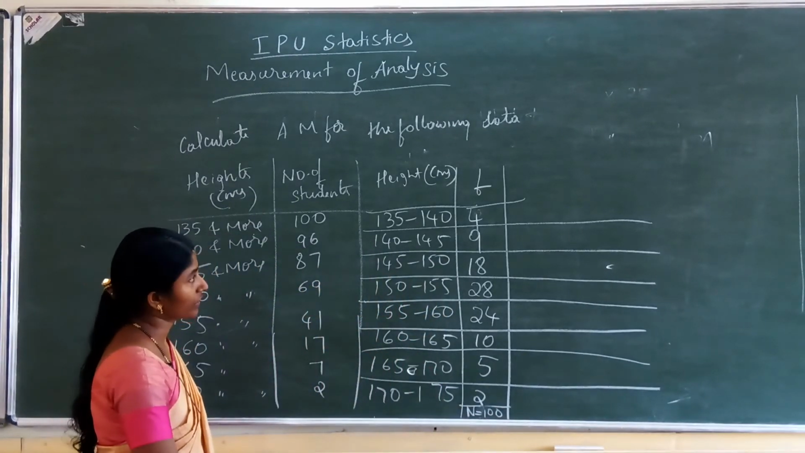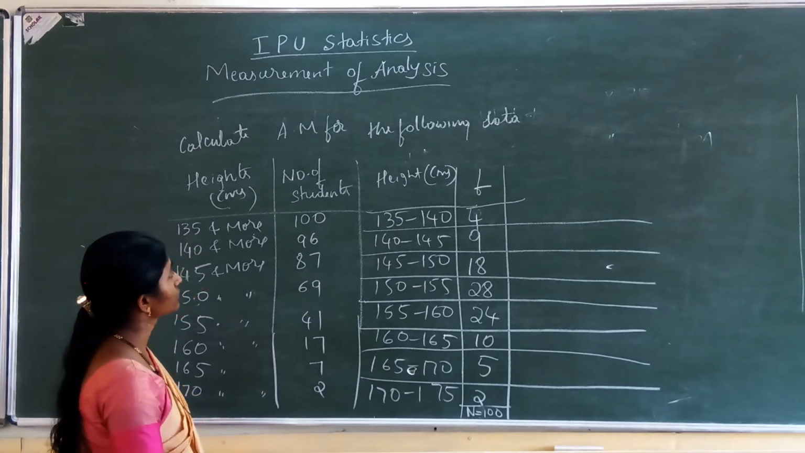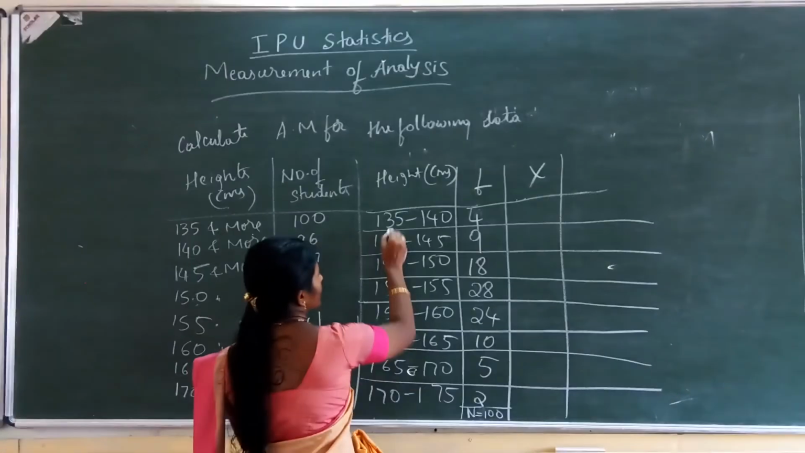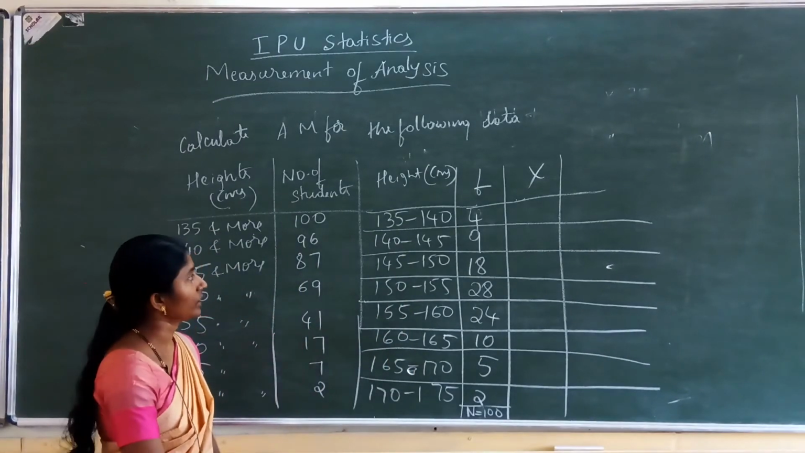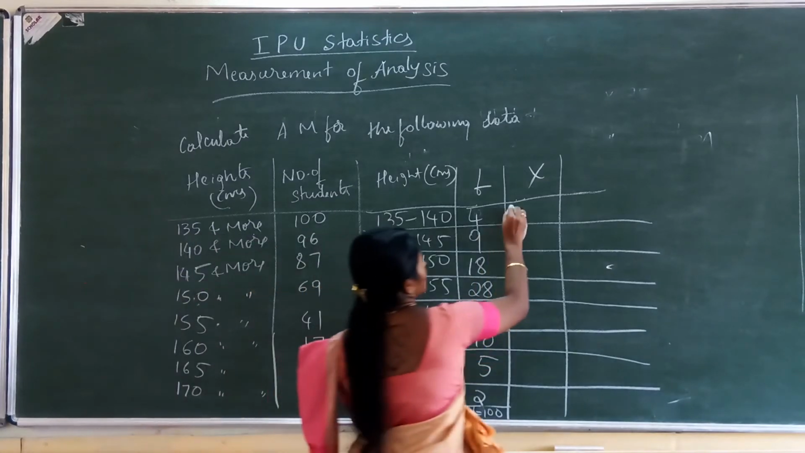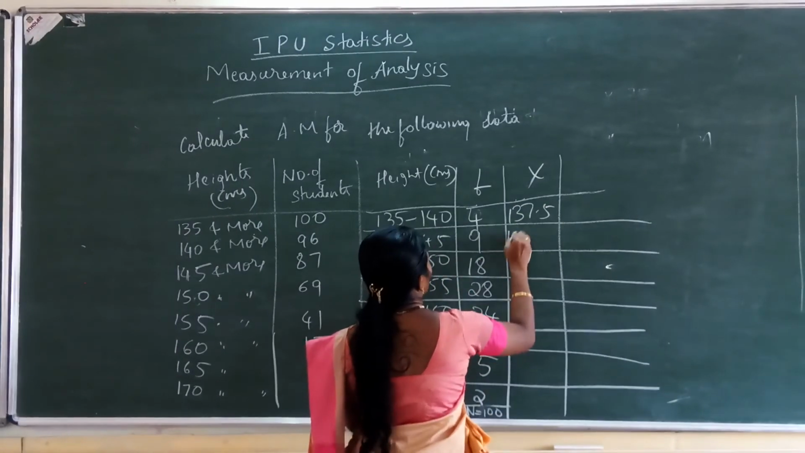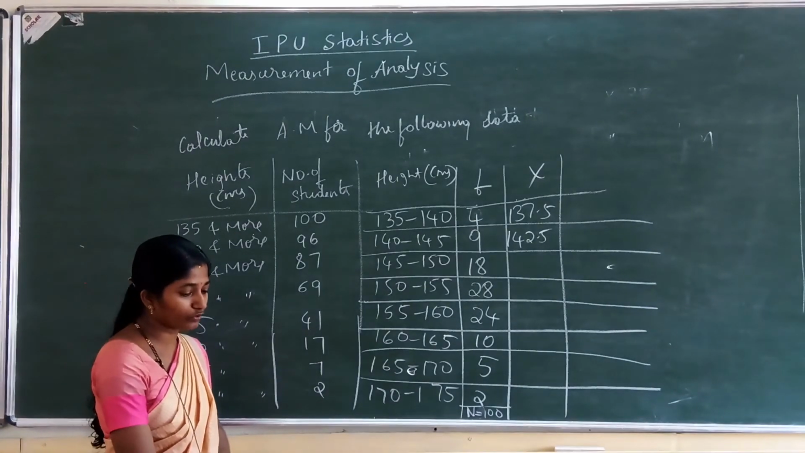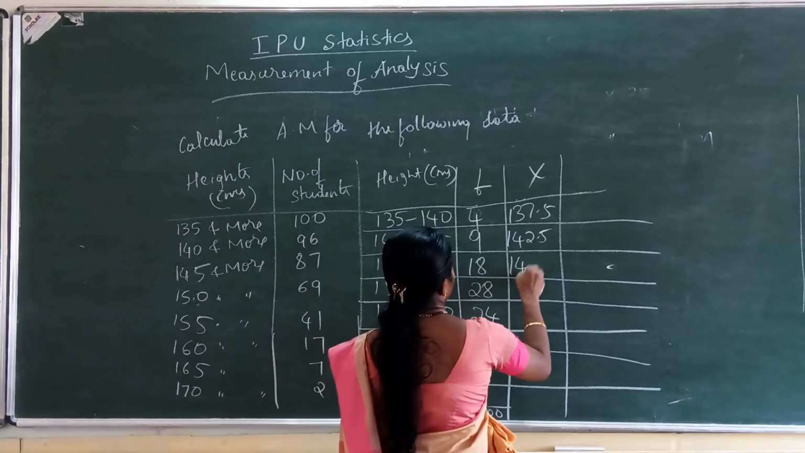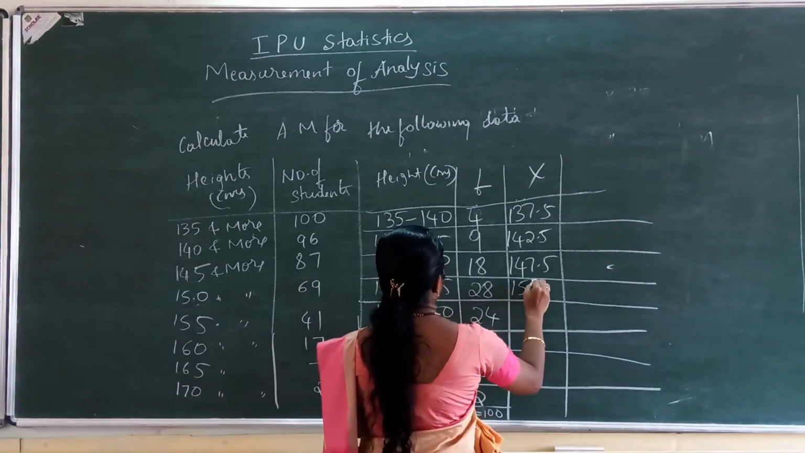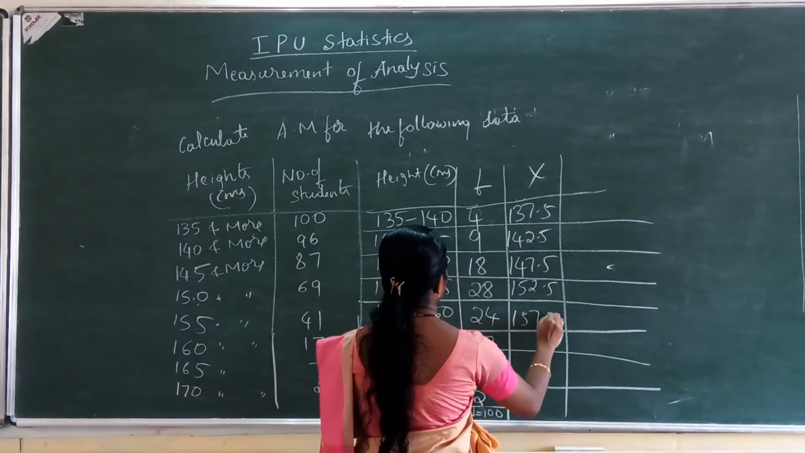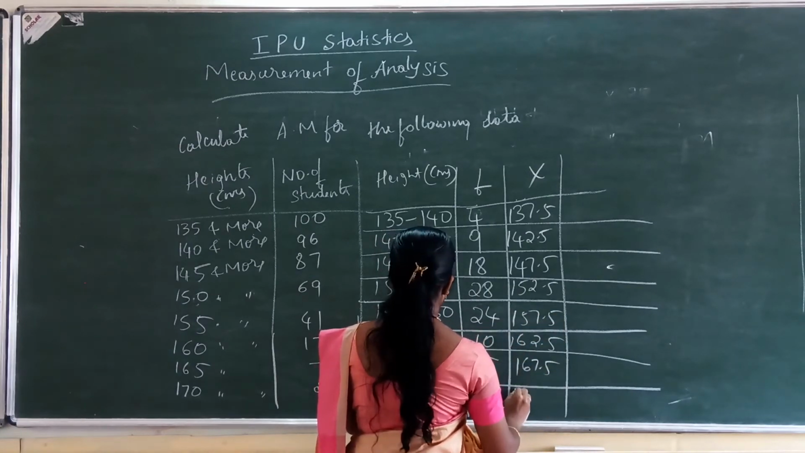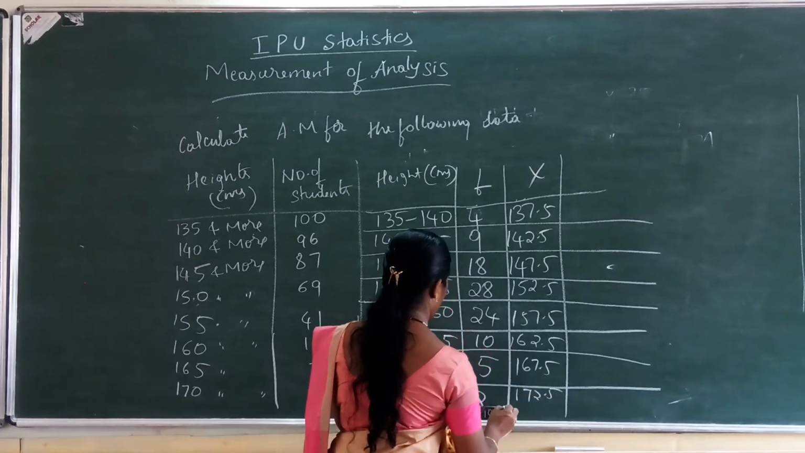Now first find out the midpoint. For the calculation, find out midpoint. Here 135 plus 140 divided by 2, your answer 137.5. Here 142.5. 140 plus 145 divided by 2, that is 142.5. 147.5, 152.5, 157.5, 162.5, 167.5, last one 172.5.